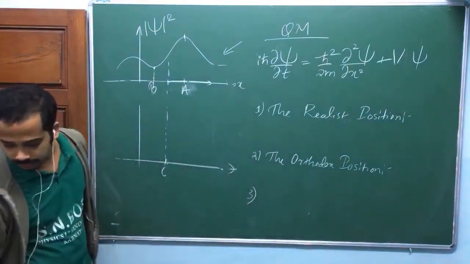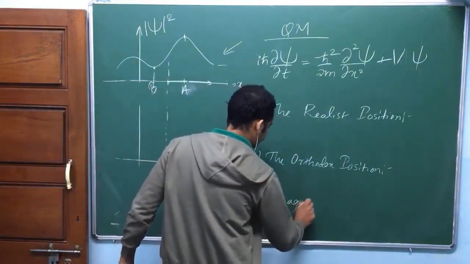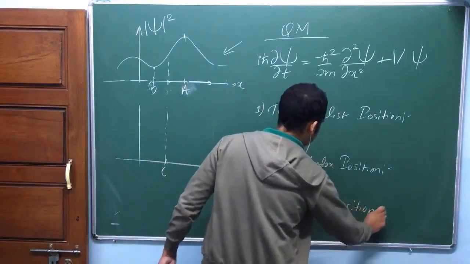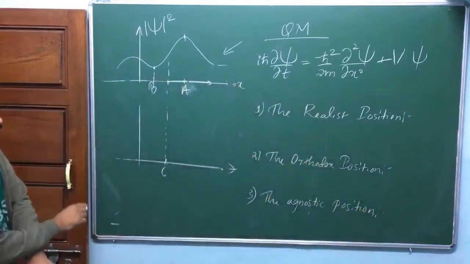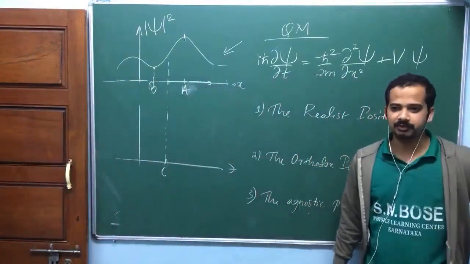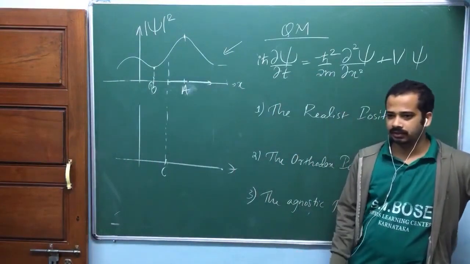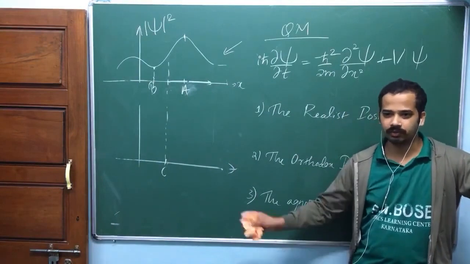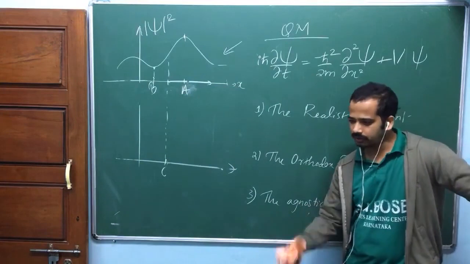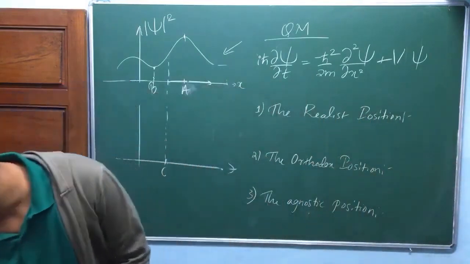So the third one is the agnostic position. Not that silly. Agnostic position means refusing to answer where the particle was before. Refuse to answer. That's not that silly. Maybe they are not worried about where the particle was before. Are you getting my point? Again, I couldn't get what this agnostic position actually is. Anyone? Whatever he has written.